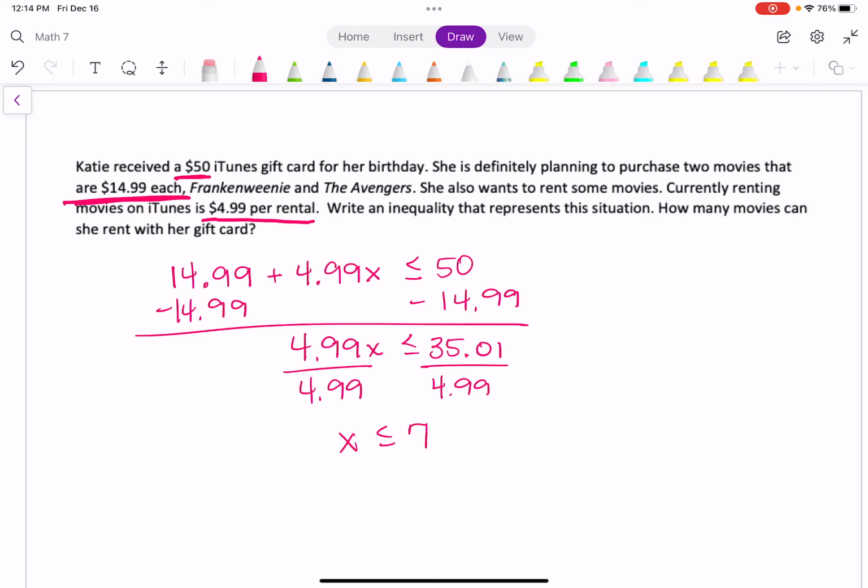So I got 7.0-something. That means she can only rent 7 movies, at most 7 movies.